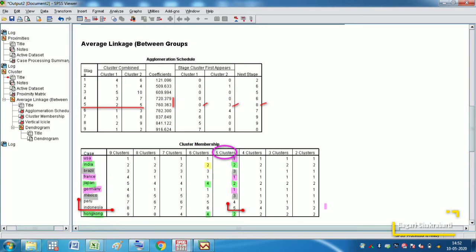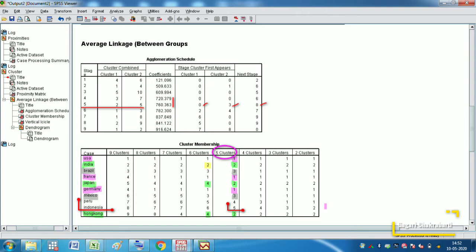Coming to stage 5, India joins the cluster that has Japan and Hong Kong in it. In fact, India joins with Japan as it is more similar to it. Thus, while India, Japan and Hong Kong are in the same cluster, India is much closer to Japan than to Hong Kong. Now we consider the column, the stage cluster first appears.